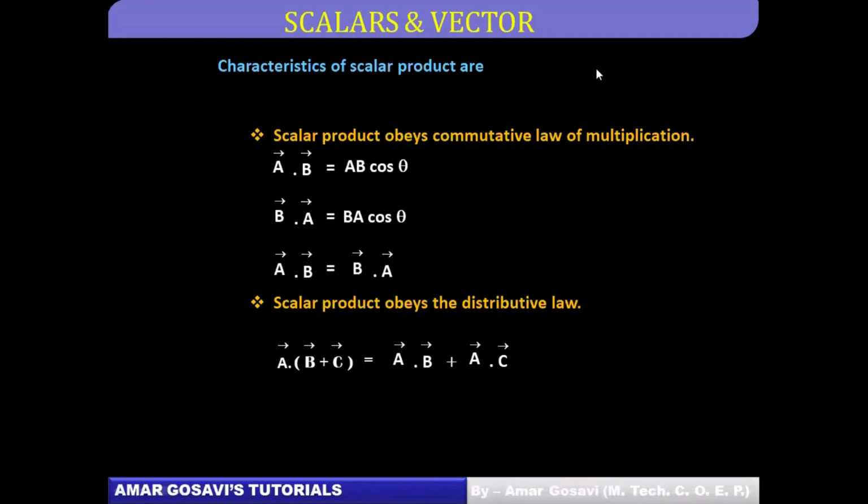Yeah, most of you say done in the chat section. So there was fully sufficient time for you to take a note of this. These are the first two characteristics of scalar product which one should remember: that it obeys the commutative law of multiplication and it also obeys the distributive law. Let's proceed further.